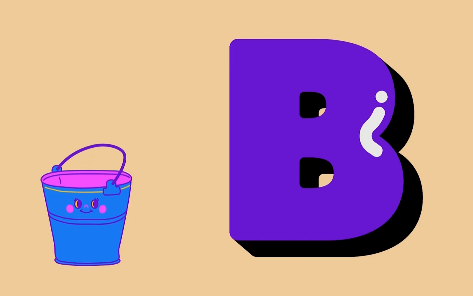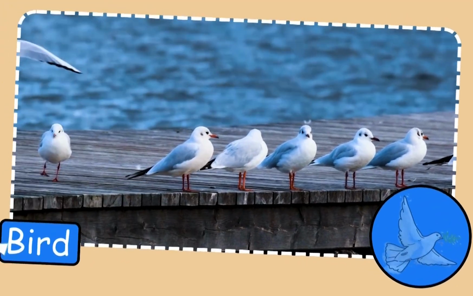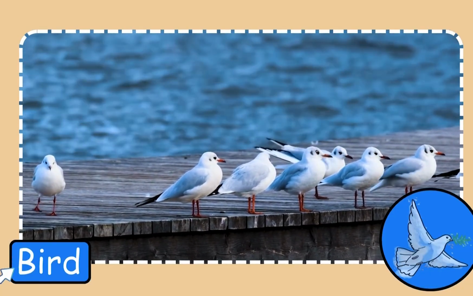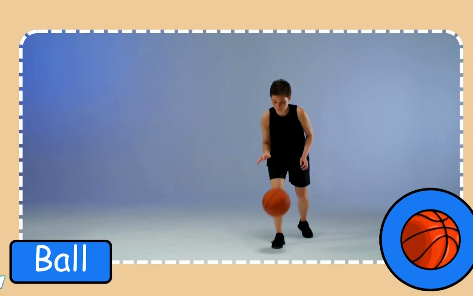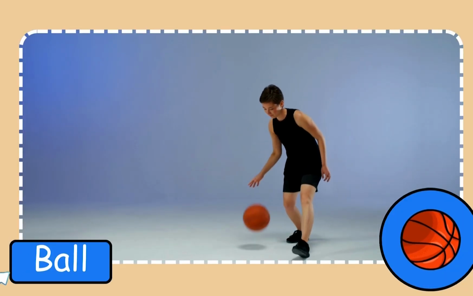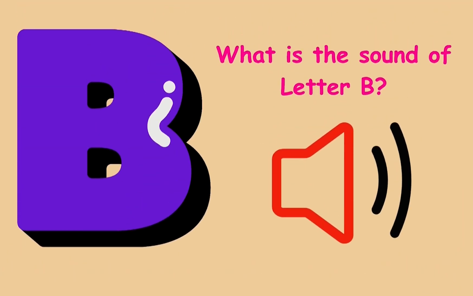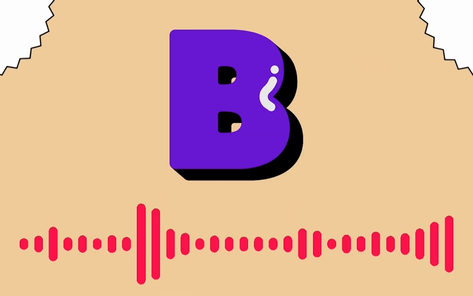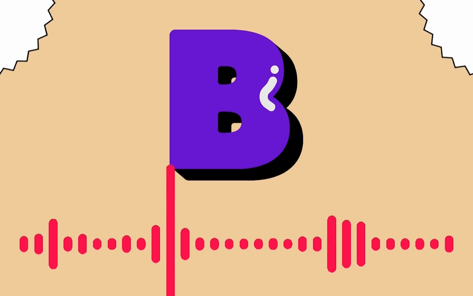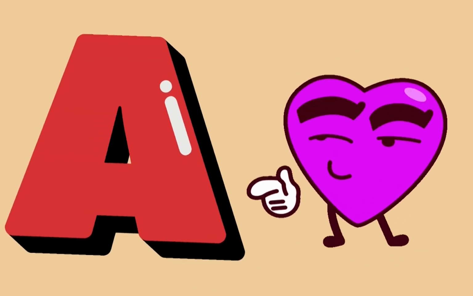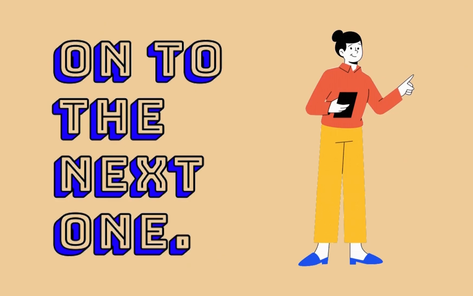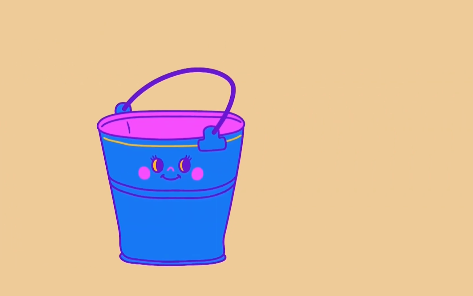Next, what letter is that? That is letter B. Bird starts with letter B. Ball also starts with letter B. Now, what is the sound of letter B? B, B, B. That is the sound of letter B. A, B. On to the next one.